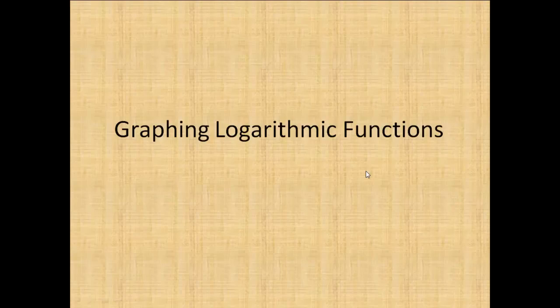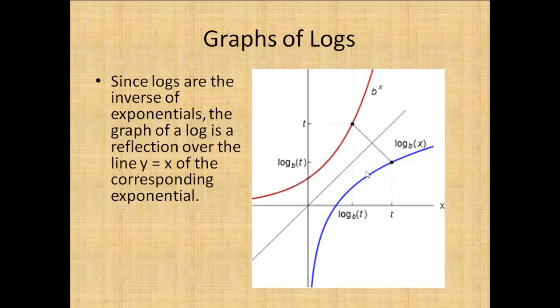We are going to look at a very basic way for graphing logarithmic functions. Now, since logs are the inverses of exponentials, the graph of a log is just the reflection over the line y equals x of its corresponding exponential. So this red line here is my exponential function, b to the x, and if I were to reflect that down to here, I would get my log graph, which is the blue graph here. So the basic shape of a log graph looks like this blue line right here.